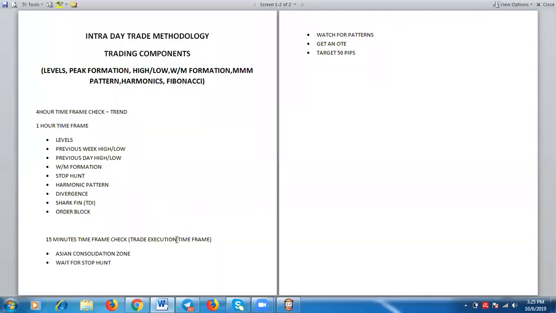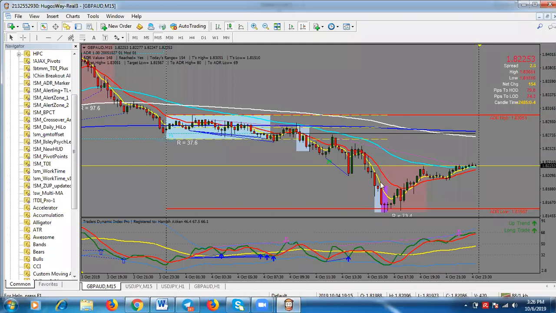So you need to develop your trading component, your methodology, what you need to look out for, and all that before you take a trade. So on the 15 minutes time frame, I'm looking at the Asian consolidation zone. This helps me better. This blue stuff you see before London open is going to paint out that Asian consolidation zone. So you'll be able to check for stop hunt, you're waiting for optimum entry, and then you take a trade, 50 pips, and then you are done.